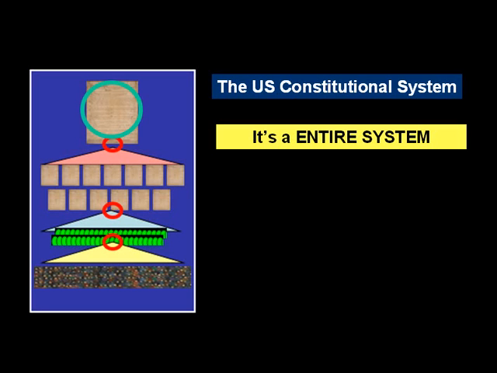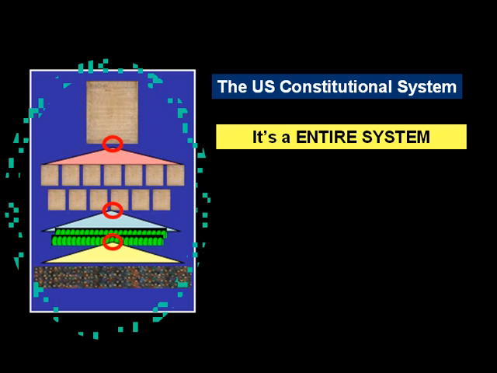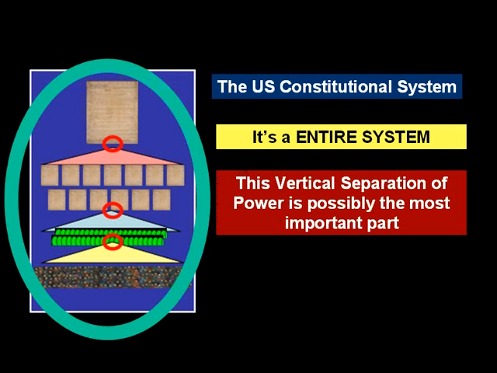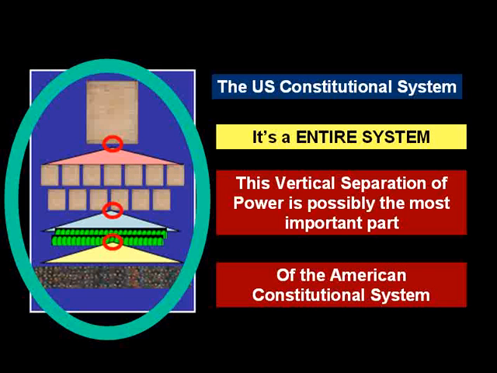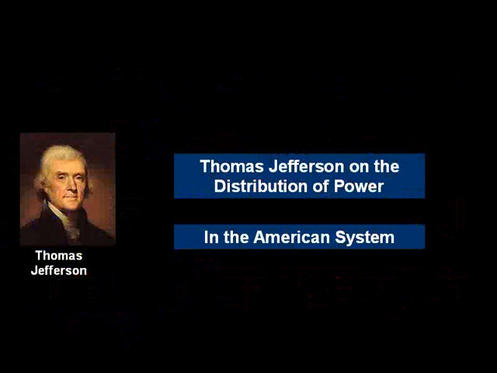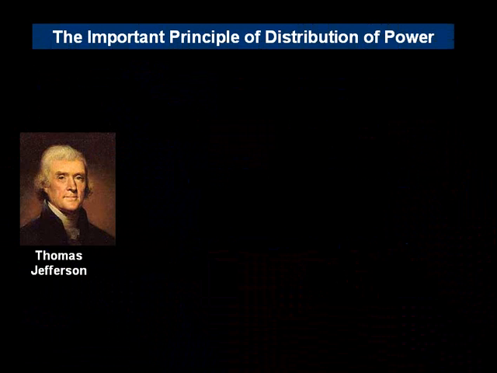It's not just the U.S. Constitution that establishes a federal government with 20 enumerated powers. It's an entire constitutional system. This vertical separation of power is possibly the most important part of the American constitutional system. Let's take a look at what Thomas Jefferson says on the distribution of power in the American system.